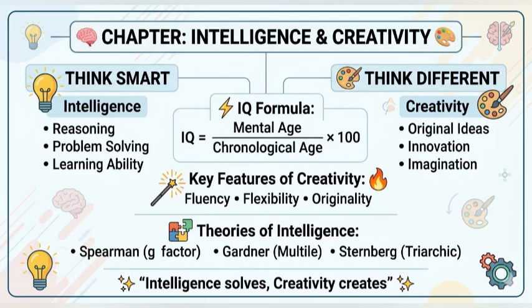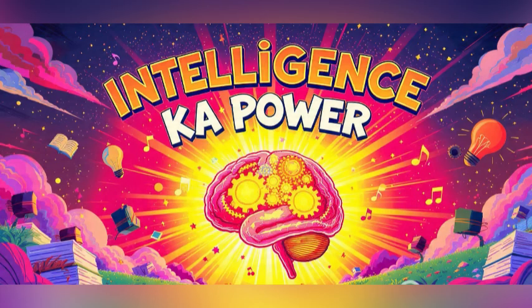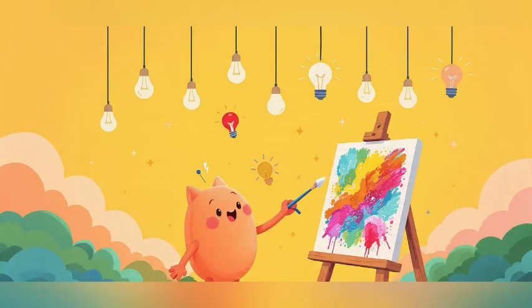So, intelligence power. This visual shows a glowing brain with gears and light bulbs floating around. It represents the overall power of human intelligence: how our mind processes information, solves problems, and generates ideas. The glowing effect emphasizes that intelligence is effective and dynamic.